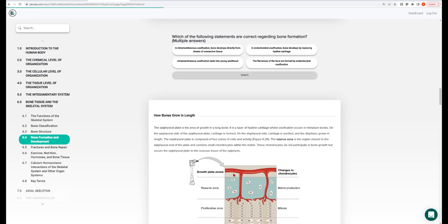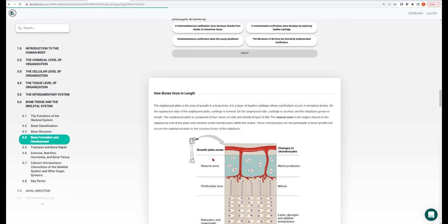Now, bones, we know this, bones grow not only in diameter, but bones also grow in length. Okay? So how does this happen? I'm not going to have you learn all of the steps involved here. I'm going to blue out some of this in a moment, but I do want you to know this: the epiphyseal plate is the growth area of a long bone. It is a layer of hyaline cartilage, where in immature bones you still have that cartilage. And it's here that over time the cartilaginous cells are going to divide, and that is going to lead to a lengthening of the bone.